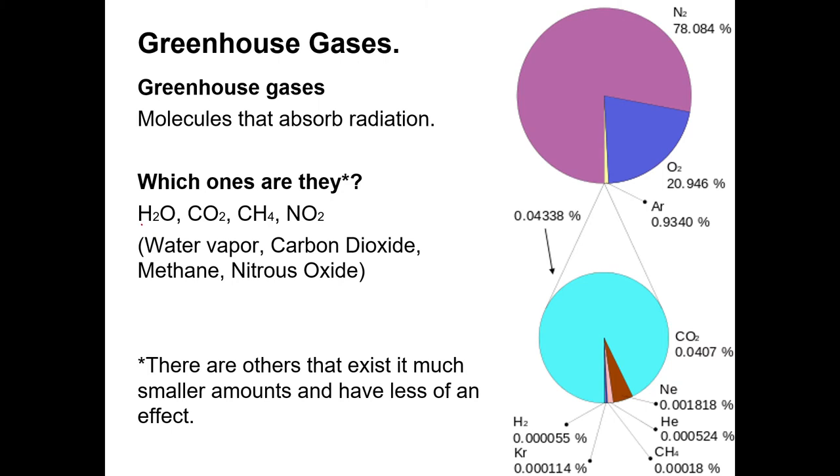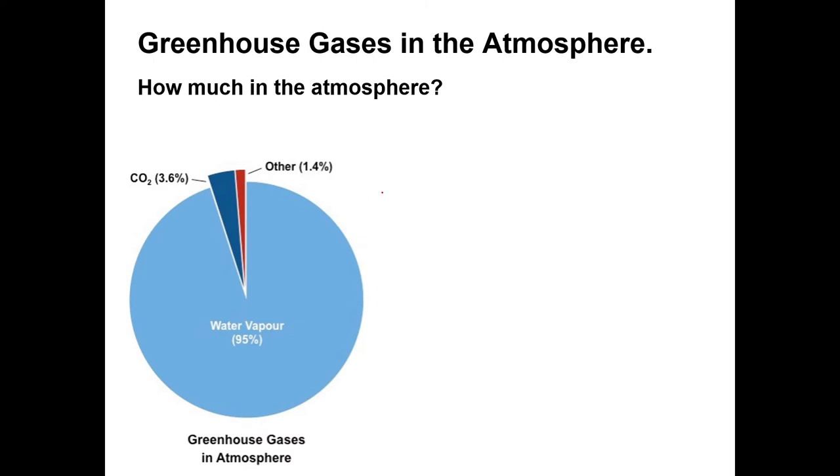There are others. These aren't the only ones, right? These ones I listed. There are some others, but they are in minuscule amounts, and they have a very small effect. And a lot of them are large molecules. But anyway, so of the greenhouse gases in the atmosphere, how much of sort of each of them? If we took 100% of the greenhouse gases, so let's say this is all the greenhouse gases, and they equal 100% of all greenhouse gases. Who's what? Well, for the most part, water vapor is the majority of the greenhouse gases.